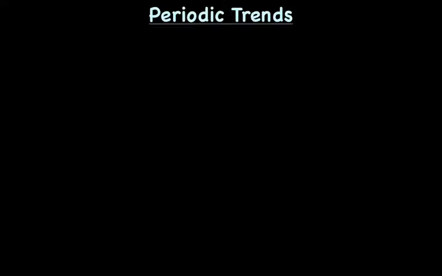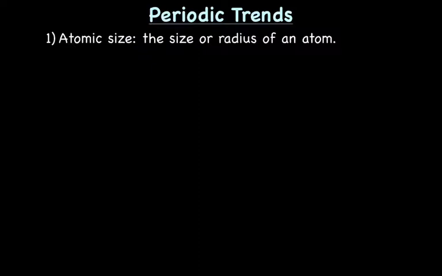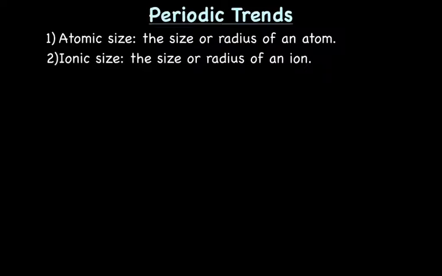All right, periodic trends. Here, what I'm going to do is list and define the different periodic trends that we are going to be discussing throughout the rest of the lecture. So, first we have atomic size. Atomic size is the size or radius of an atom. When we're talking about radius, what we mean is we're measuring the distance from the center of the nucleus to the outermost electron. Then we have ionic size, which is the size or radius of an ion.